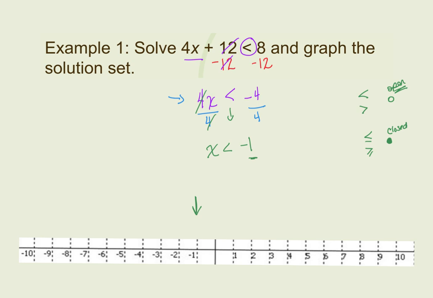So in this case, it is open. It does not include the number. So I'm going to do an open circle on that negative 1. Then I want to say, is my variable smaller or bigger than negative 1? Well, in this case, my variable is smaller than negative 1. So I want to shade everything that is smaller than negative 1. And so I'm going to shade that direction. And I do want to put an arrow on the end showing that it keeps going on infinitely.